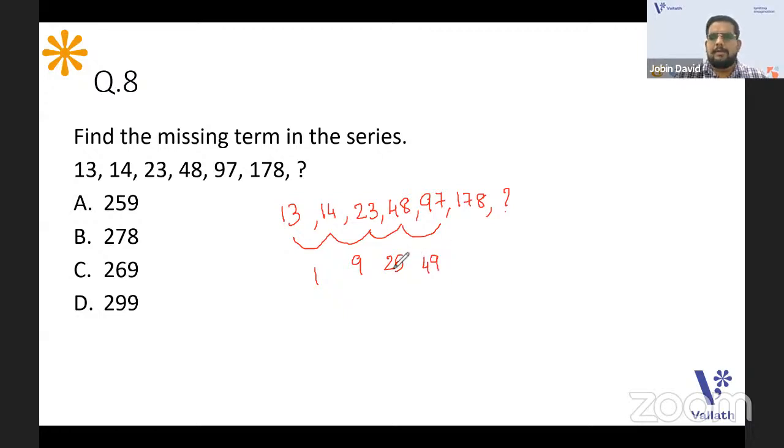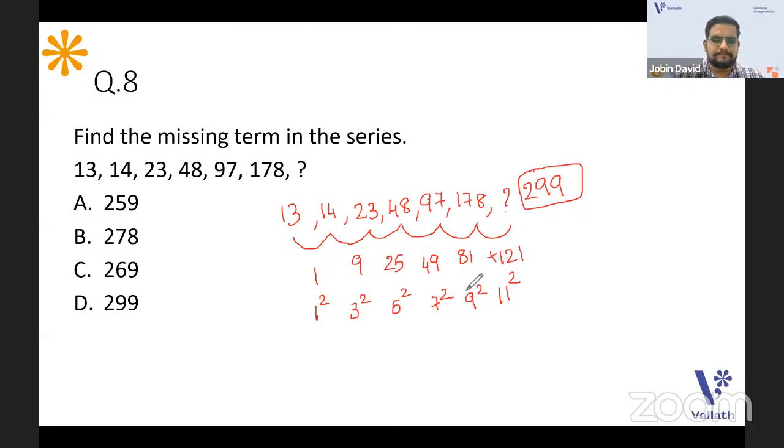Now we understand the trend. Do you understand the trend? These are 1 square, 3 square, 5 square, 7 square. Obviously, this one will be 9 square, that is 81. So what is the next number that should be added? It is 11 square, so 121 should be added there. So 178 plus 121, what will you get? The answer is 299.